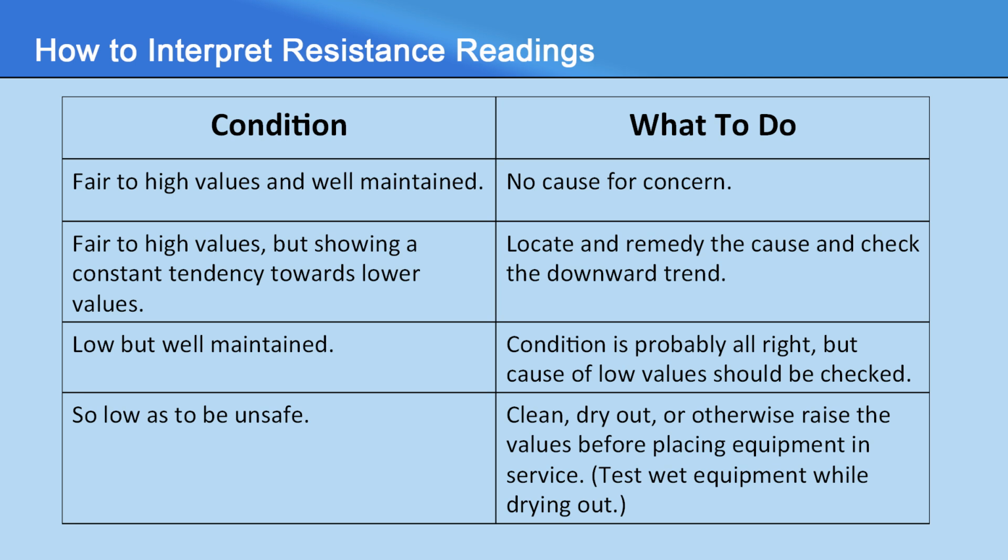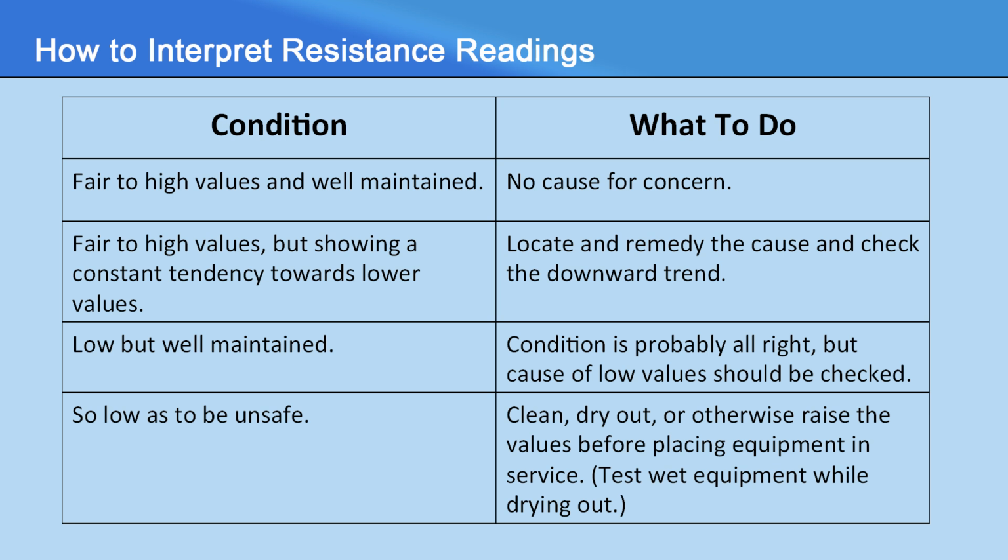Now let us discuss how to interpret resistance readings. Some general observations about how you can interpret periodic insulation resistance tests and what you should do with the result is shown in the below table. On one side, the condition is given, and on the other side, it is mentioned what to do at that condition. So, first condition is fair to high values and well maintained. Under this, no cause for concern.